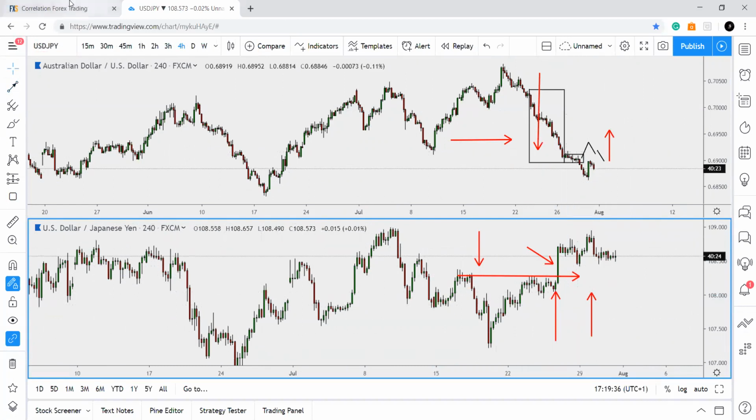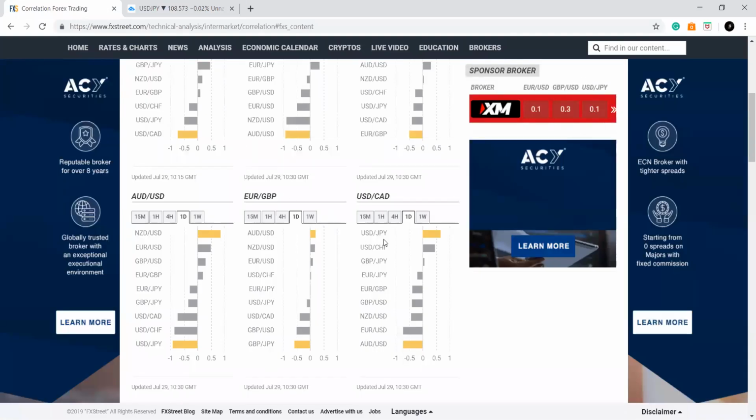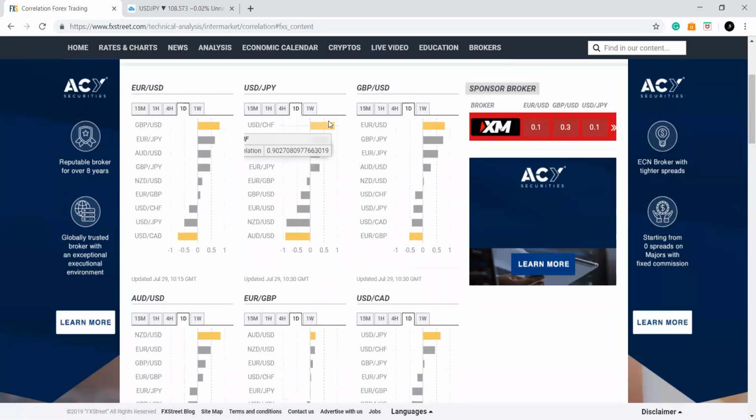Okay, I hope that was helpful. If you have questions or queries, you know where to find me, but just remember, use the daily for more information and make sure that the correlation, negative or positive, is always above 0.70. The higher the correlation or negative correlation, the much more accurate the correlation is going to be.